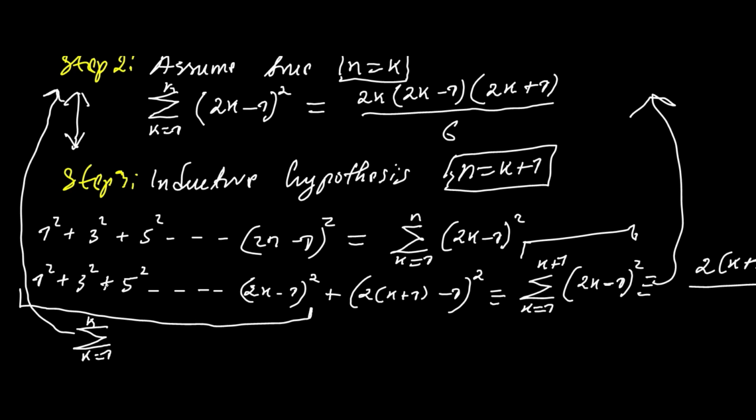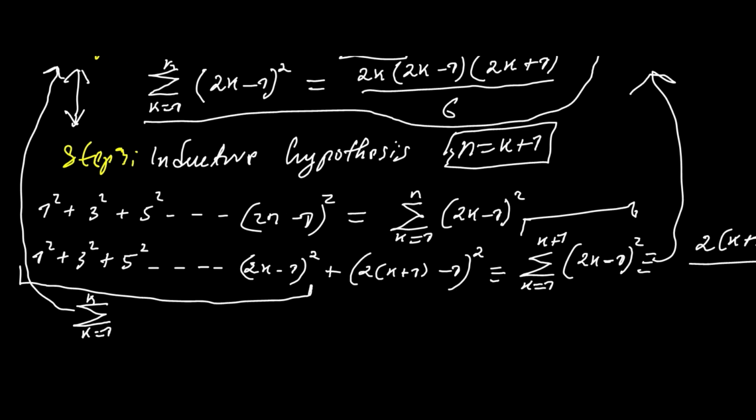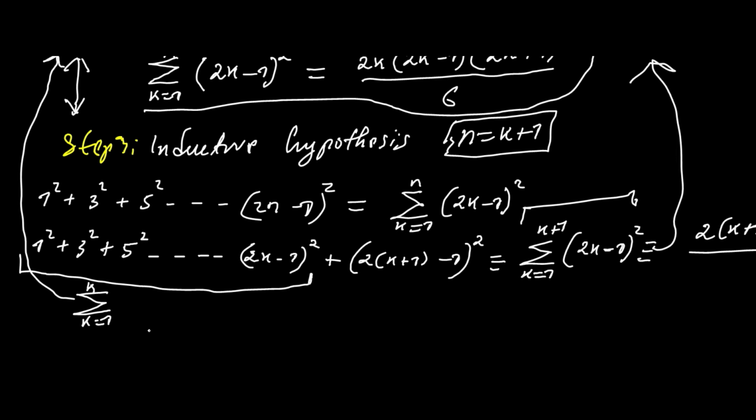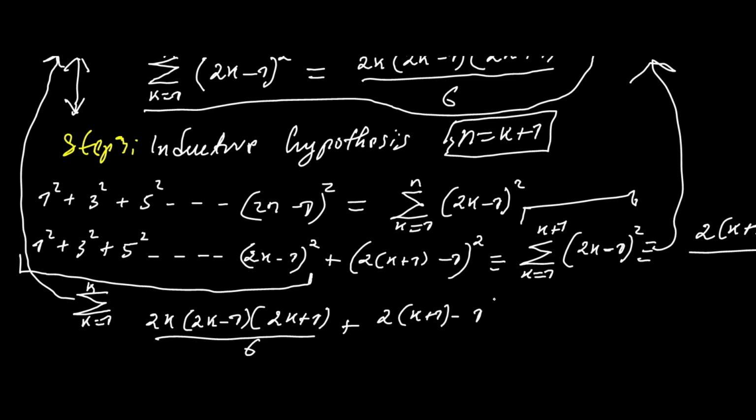So if we do that, instead of having this term here, we're simply going to replace it with this, and it's all going to make sense right now. Now let's look at it together. At this point, I'm going to replace this with 2k into 2k minus 1 into 2k plus 1, all that divided by 6, plus our n plus 1 term, as I explained earlier. So it will be 2 into k plus 1 minus 1, and all of that will be squared.